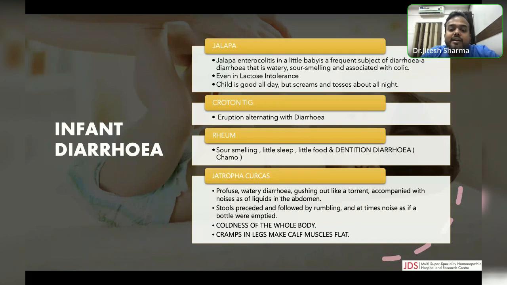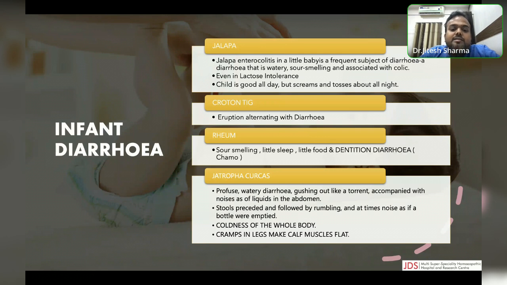Rheum, generally a dentition diarrhea. Even Mag carb is also used. Sour smelling, little sleep, little fluid. And they are typical of chamomilla-like irritations. You can think of Rheum. Rheum babies do not need anything to survive. They need a little amount of food, a little amount of water, and they can survive. That's Rheum babies. And typically very, very irritable. Nothing is going to please them, no matter whatever you do.